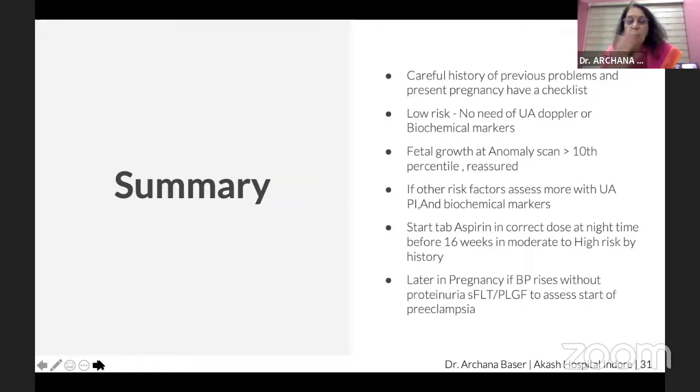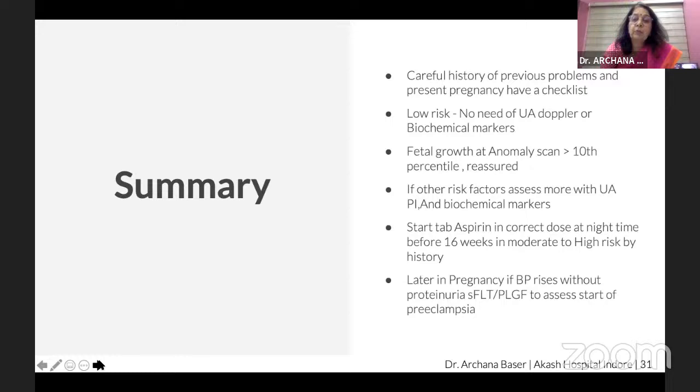Low risk, no need of uterine artery Doppler or biochemical markers, because this is a very frequently asked question. Should we be doing uterine artery Doppler for everyone? You may not need to, if it's low risk, then there is no need. Fetal growth at anomaly scan more than 10th percentile, rest reassured. If other risk factors, assess more with uterine artery PI and biochemical markers, start tablet ecosprin in correct dose at night time before 16 weeks in moderate to high risk by history.